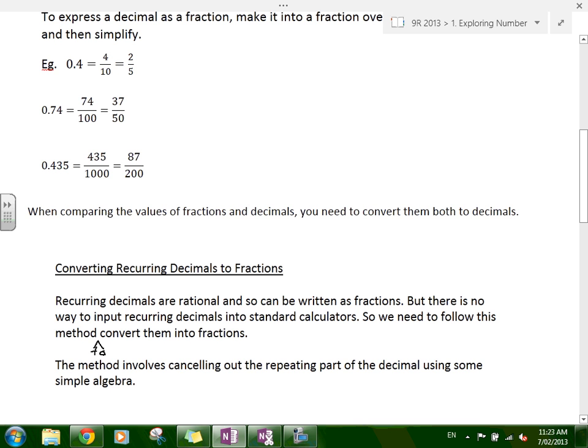And so that's why we need this manual method, and it's using very basic algebra. Whoever came up with this, I think, is very clever. Quite a nice little method we have. The basic idea is that you're using algebra to cancel out the repeating part of the decimal. So we're going to do a little trick to subtract one thing from another and cancel out the repeating part of the decimal. Okay? So I'm going to do a few examples.